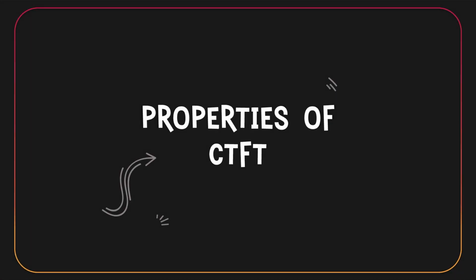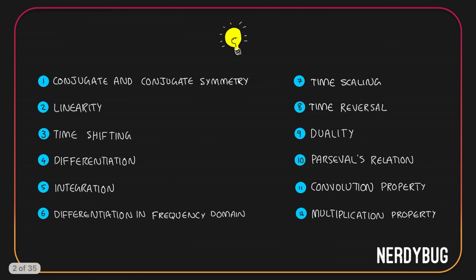Hey fellow nerds, today we are going to learn properties of continuous time Fourier transform. We'll be covering conjugate and conjugate symmetry, linearity, time shifting, differentiation, integration, differentiation in frequency domain, time scaling, time reversal, duality, Parseval's relation, convolution property, and multiplication property.